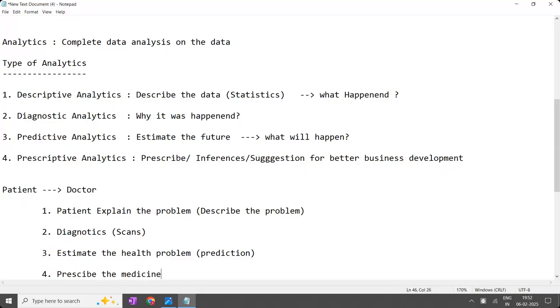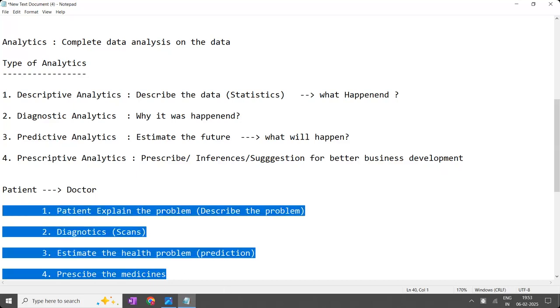And they say that this is going to be for the next 5 days, or this is going to be the problem for the next 3 days. After that, it will be resolved or something. So they are going to estimate something, and for the estimation, they are going to prescribe the medicines. So how these 4 steps are there, in the same way.